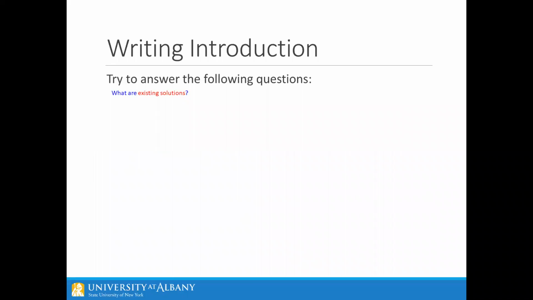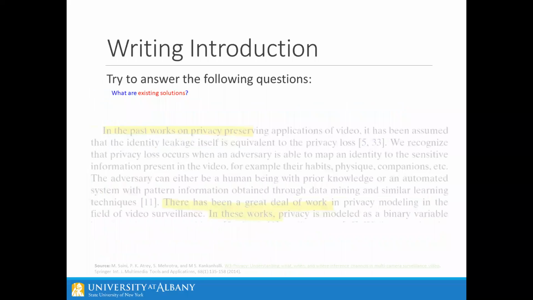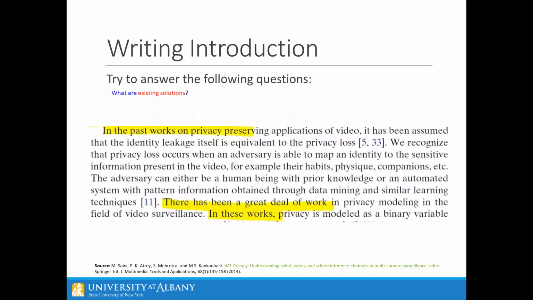Let me give you some examples of existing solutions. When describing existing solutions, one way of doing this is, again from the same paper of 2014, we try to write it like this: in the past works on privacy preserving applications of video, it has been assumed and so on. So there has been a great deal of work, and in these works we describe that this has been done.